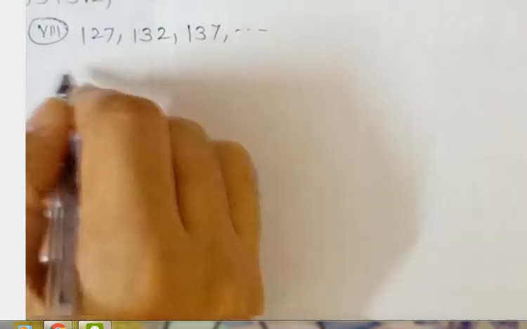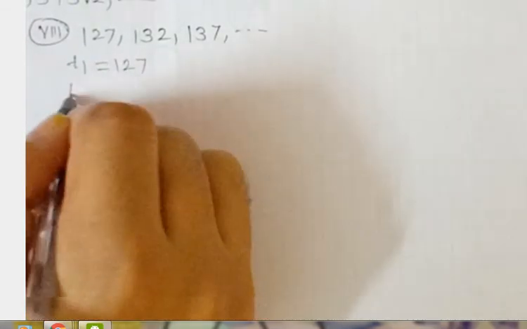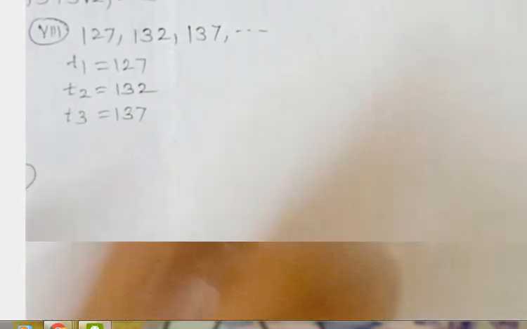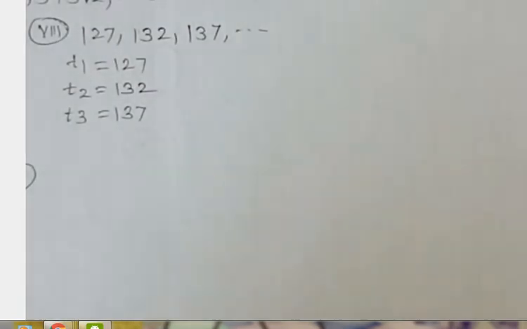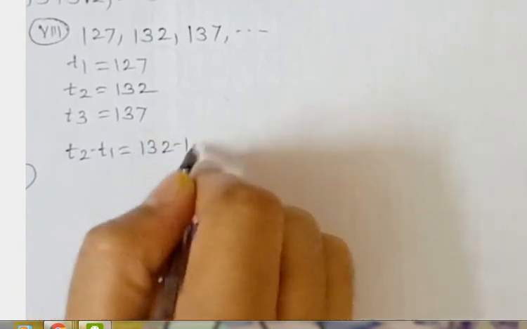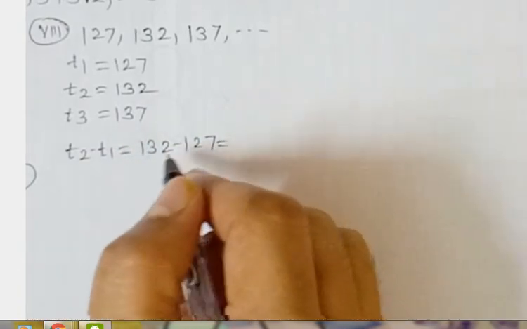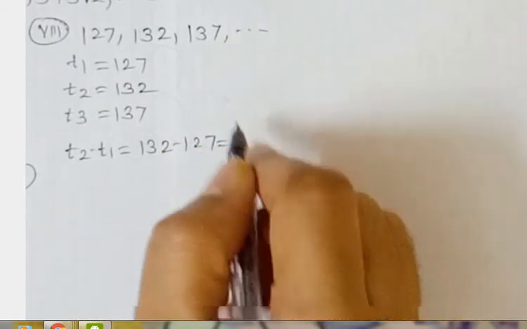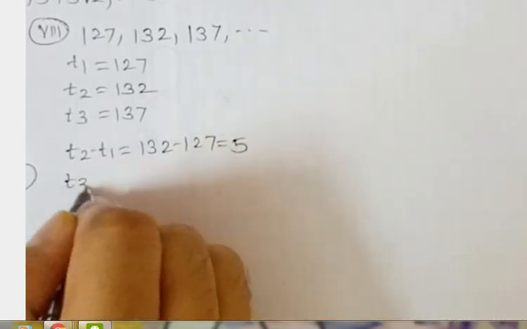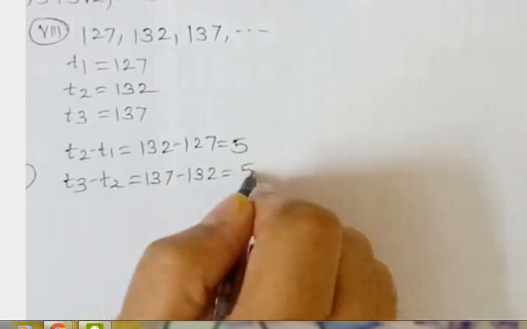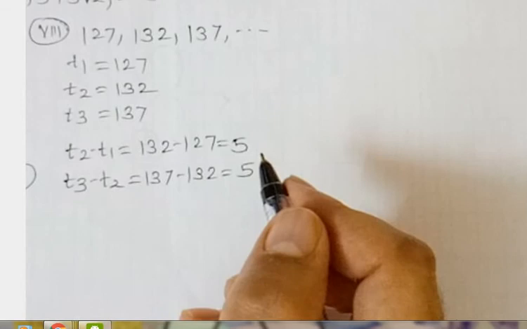Here is question number 8, the first question: 127, 132, 137. Here t1 is equal to 127, t2 is equal to 132 and t3 is equal to 137 and so on. Now we have to find the common difference D, that is t2 minus t1, 132 minus 127. Greater number minus smaller number, that is 5. Then t3 minus t2, 137 minus 132, this is also 5.